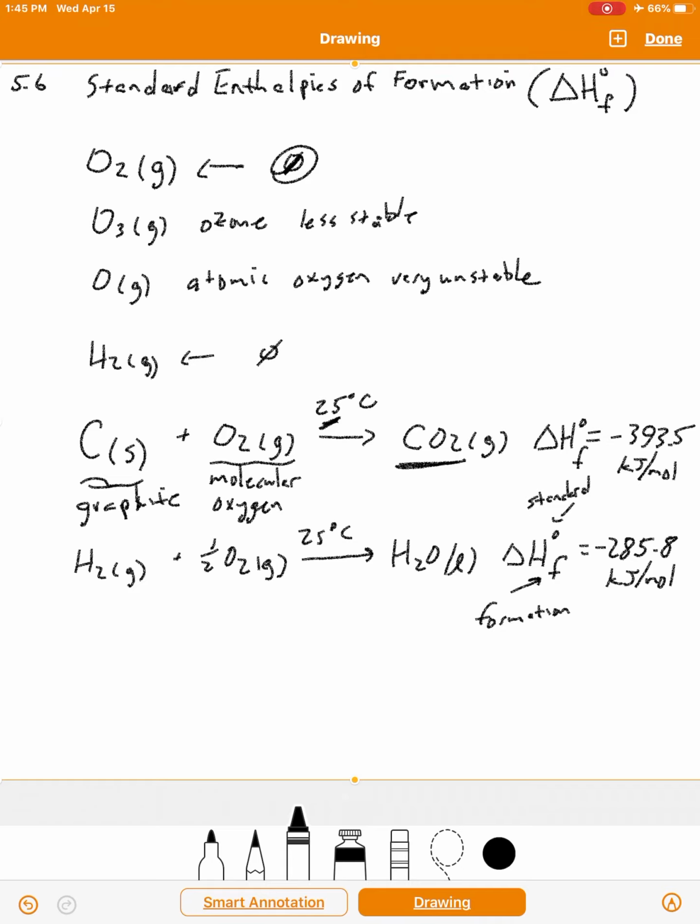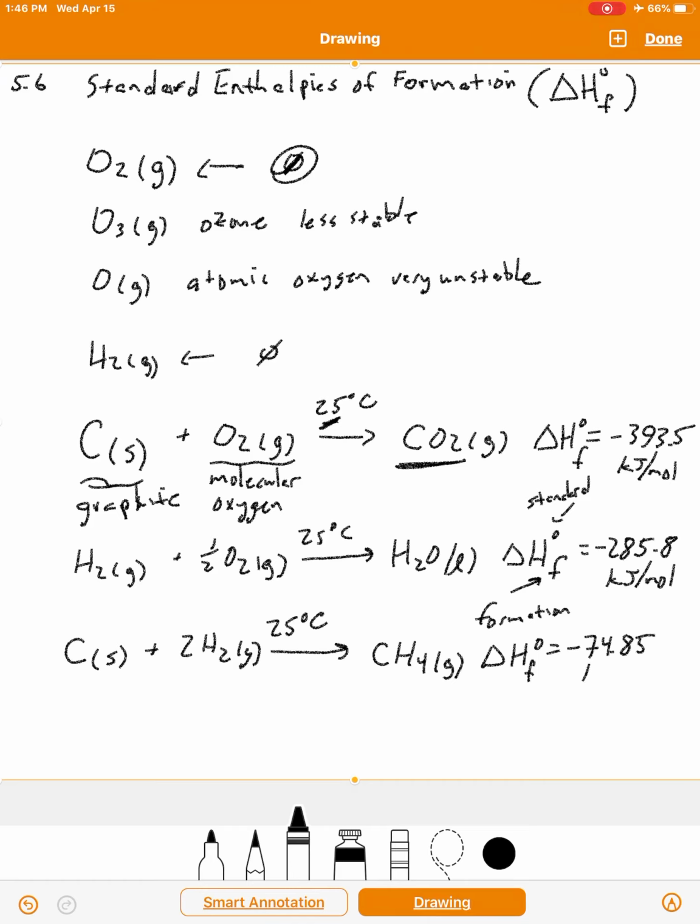Here's another one. Graphite plus 2 moles of hydrogen. We're going to keep doing it at the same temperature because it turns out that it depends on the temperature. So we want to make sure everything's done at the same temperature. And we make a mole of this substance right here called methane. And we measure delta H for it. And you get these values here, okay?